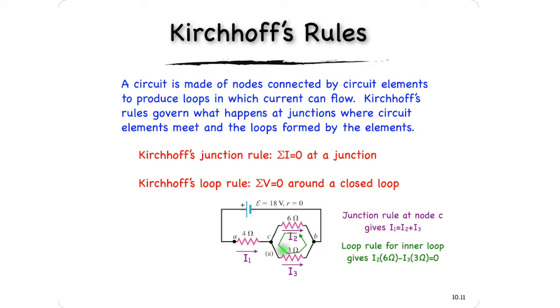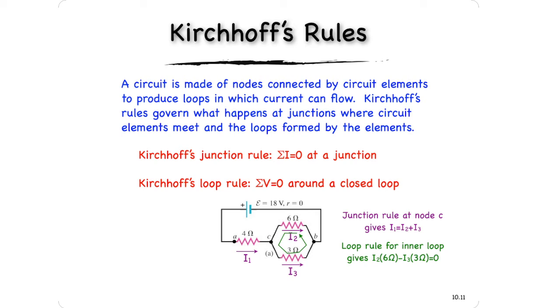And as I continue around the loop, I find myself going in the direction of current through this 3 ohm resistor. So I'm going from high voltage to low voltage. That's a voltage drop, or a negative voltage gain. Okay, so the voltage goes down. I put a negative sign. And the amount that it goes down is I3 times 3 ohms. And that brings me back to where I started, node B. So the sum of all those voltage gains has to equal 0. And that gives me a second equation.